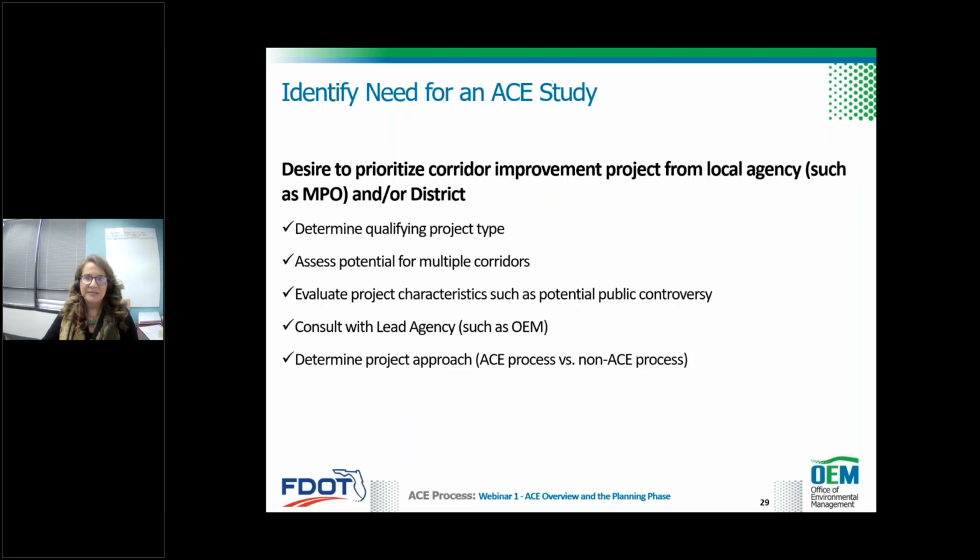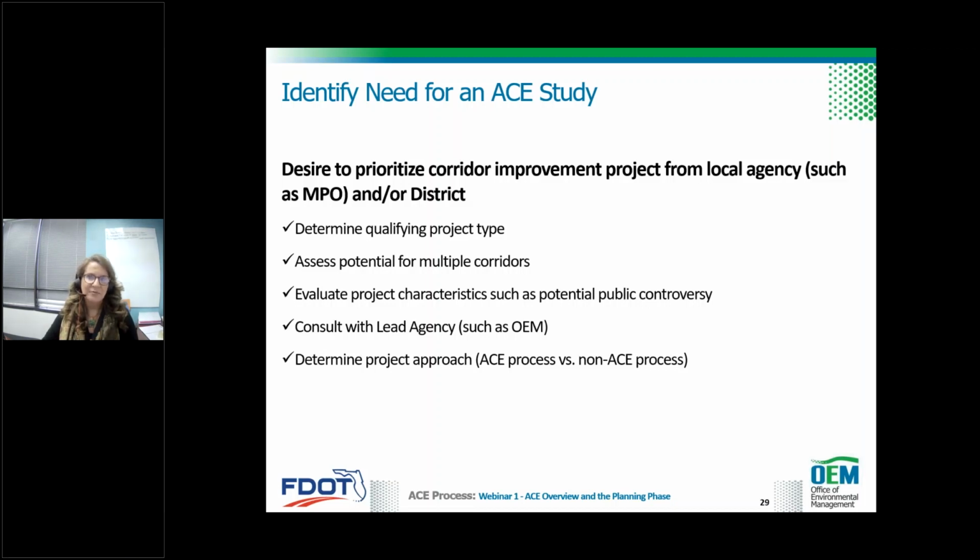Other modes may benefit from the ACE process as well, whether that's freight, bike, or rail. Generally, local agencies and the FDOT Strategic Intermodal System, or SIS, plans identify corridor improvement needs. When identifying the need for an ACE study, the first step would be to determine if the project involves a corridor on a qualifying project. So for some examples that we said before, a new alignment, a major realignment, or a major bypass.